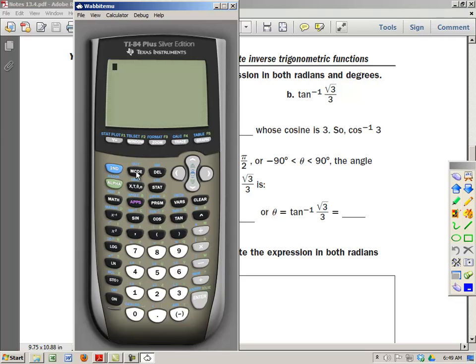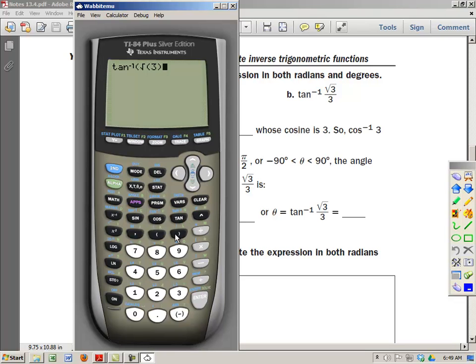So to get the inverse tangent, you'll notice you have a tangent button here. We don't want to use the tangent, we want to use the inverse tangent. So you have to press second tangent, and now we're just going to take the square root of 3 divided by 3. Now, some things you have to be careful of with parentheses here. We don't want to take the square root of 3 divided by 3, because 3 divided by 3 is 1.